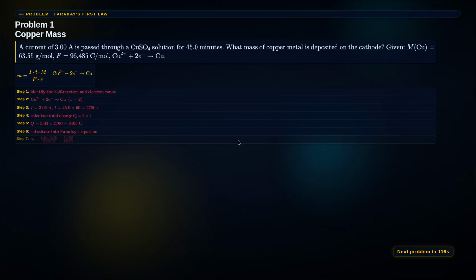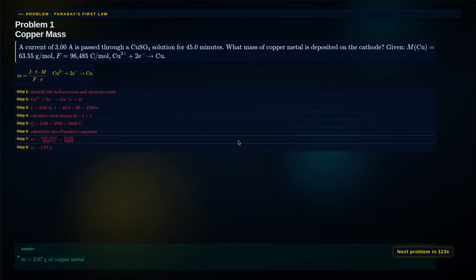Problem 1. A current of 3 amperes is passed through a copper sulfate solution for 45 minutes. What mass of copper metal is deposited on the cathode? First, write the half reaction. Cu2+ plus 2 electrons gives Cu solid, so the valence v equals 2. Convert time to seconds. 45 minutes times 60 equals 2,700 seconds. Calculate the charge. Q equals I times t, which is 3.00 times 2,700 equals 8,100 coulombs.